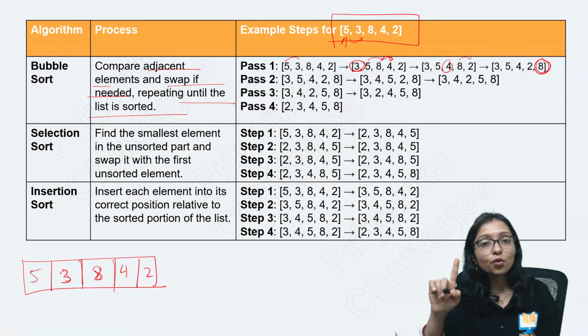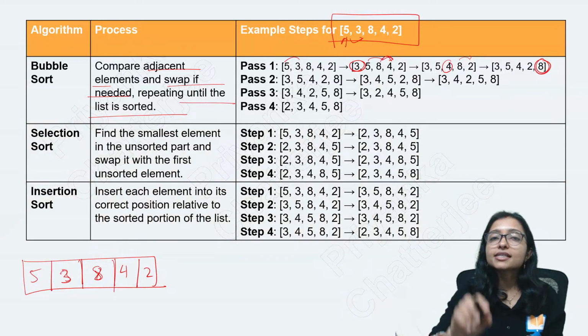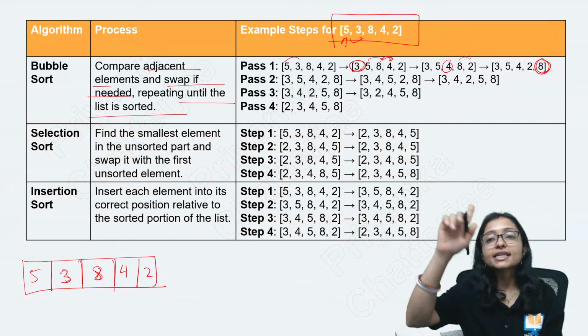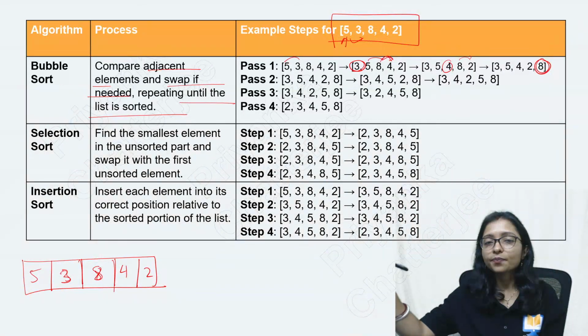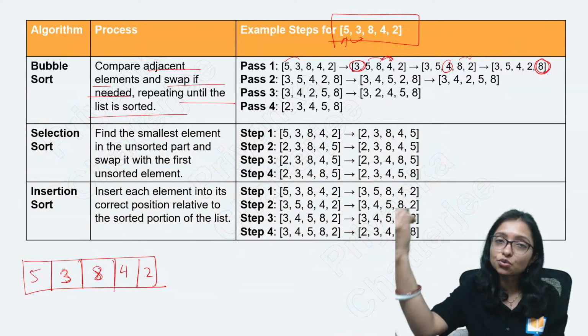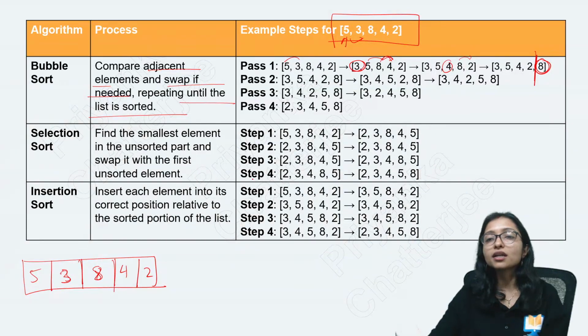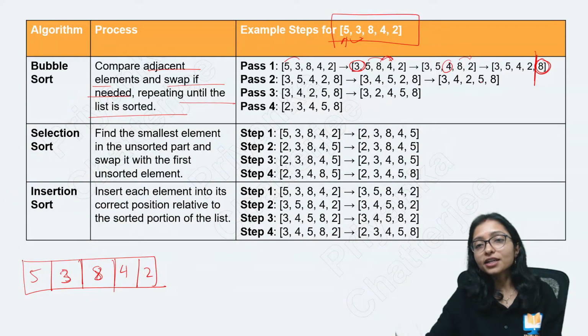What is the main point of bubble sort? In every pass the largest element will be placed into the last position. So 8 is the largest element, and it is already placed here. After that you can see in the next pass, the same way comparison is going on.